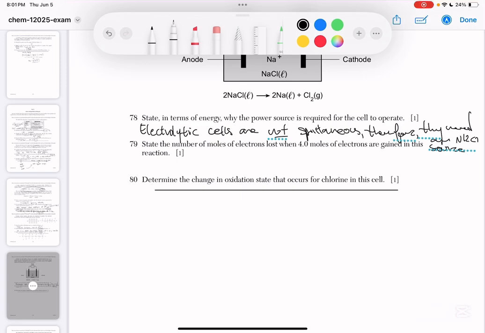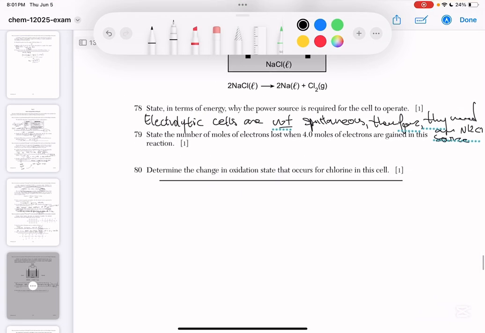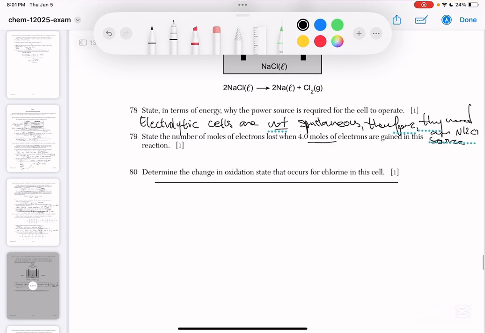State the number of moles of electrons lost when 4 moles of electrons are gained in this reaction. So remember the conservation of charge. Whatever you lose, you have to gain. So we gain 4 moles, we lose 4 moles.